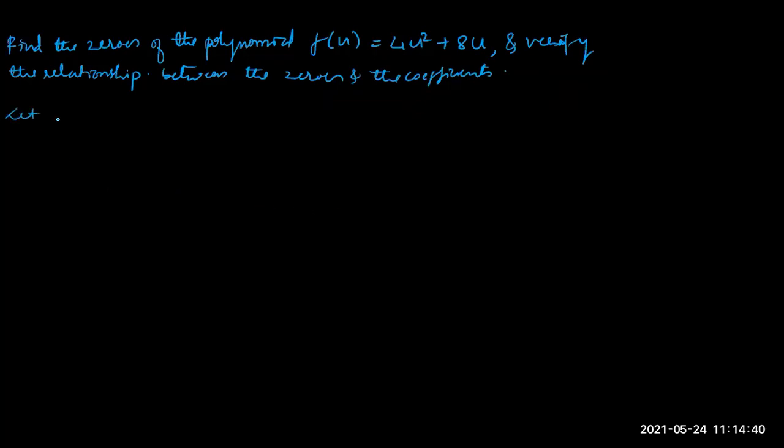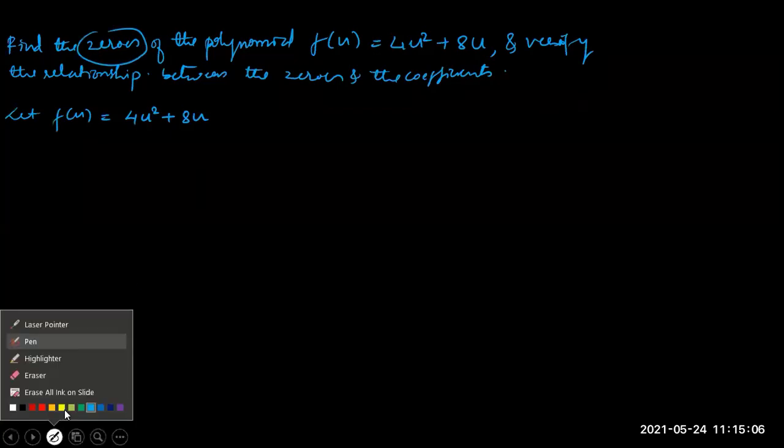First, take f of u is equal to 4u square plus 8u. So for this, you need to do factorization if it is possible. If factorization is not there, then using any other method, first you need to find the two zeros. How will you find the two zeros here?